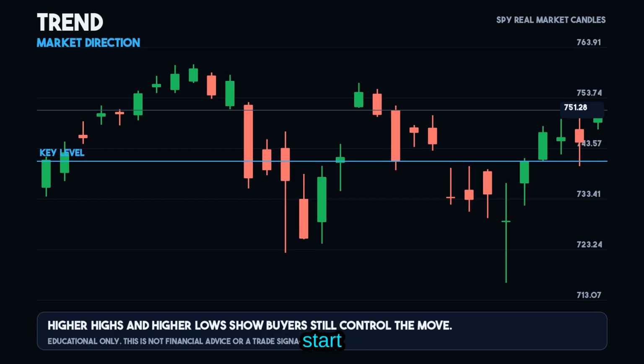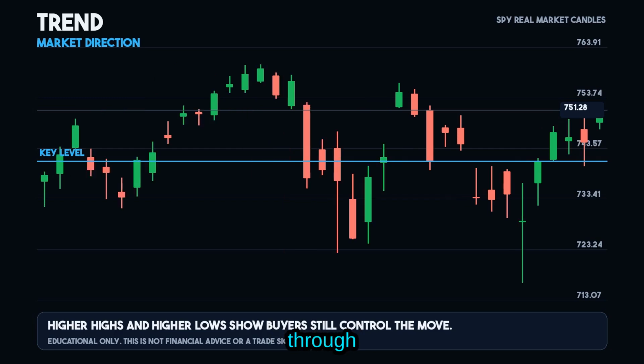First, let's start with trend lines. A trend line is a line that connects a series of high points or low points on a chart. It represents the direction that price is moving in. Think of it like a line drawn through the top of mountains or the bottom of valleys. This line can help you visualize the trend and even anticipate potential reversals.